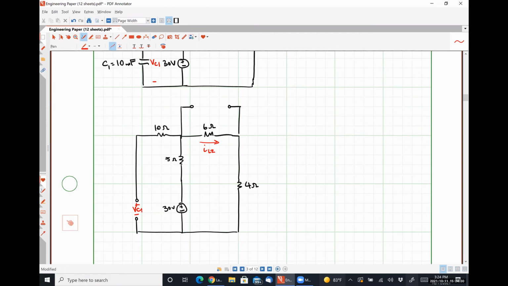So how could I determine either of these two quantities? That's pretty easy. It's a single path. You can combine those in series and use Ohm's Law. Very quickly get that.